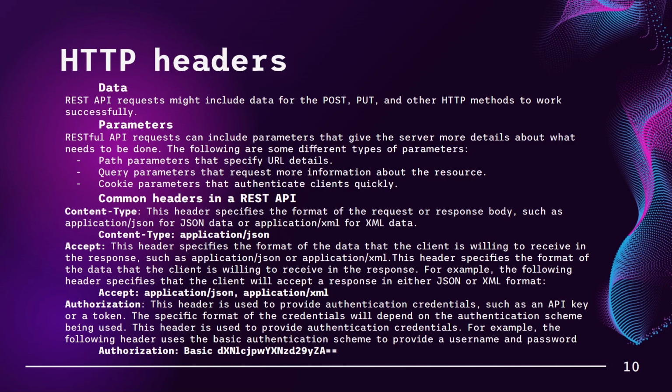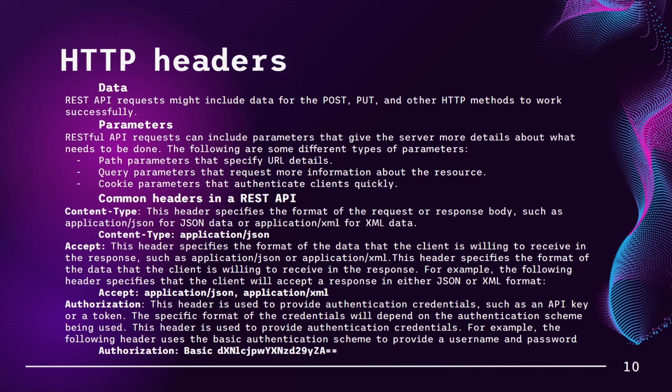And here are some different types of parameters. So you have the path parameter that specifies the URL details. We have the query parameters that request more information about the resource, and cookie parameters that authenticate clients quickly. And here are some common headers in a REST API, which is Content-Type. This header specifies the format of the request or response body, such as application/JSON for JSON data, or application/XML for XML data. Here is an example where it says Content-Type: application/JSON.